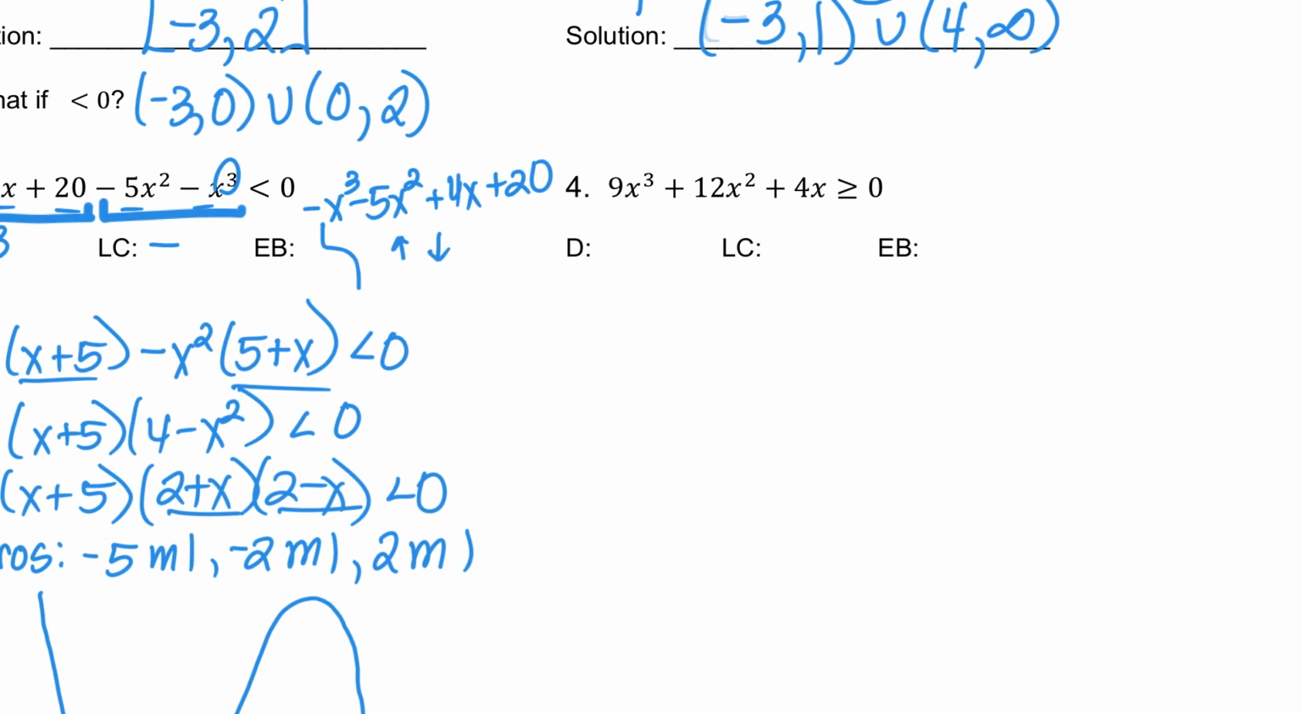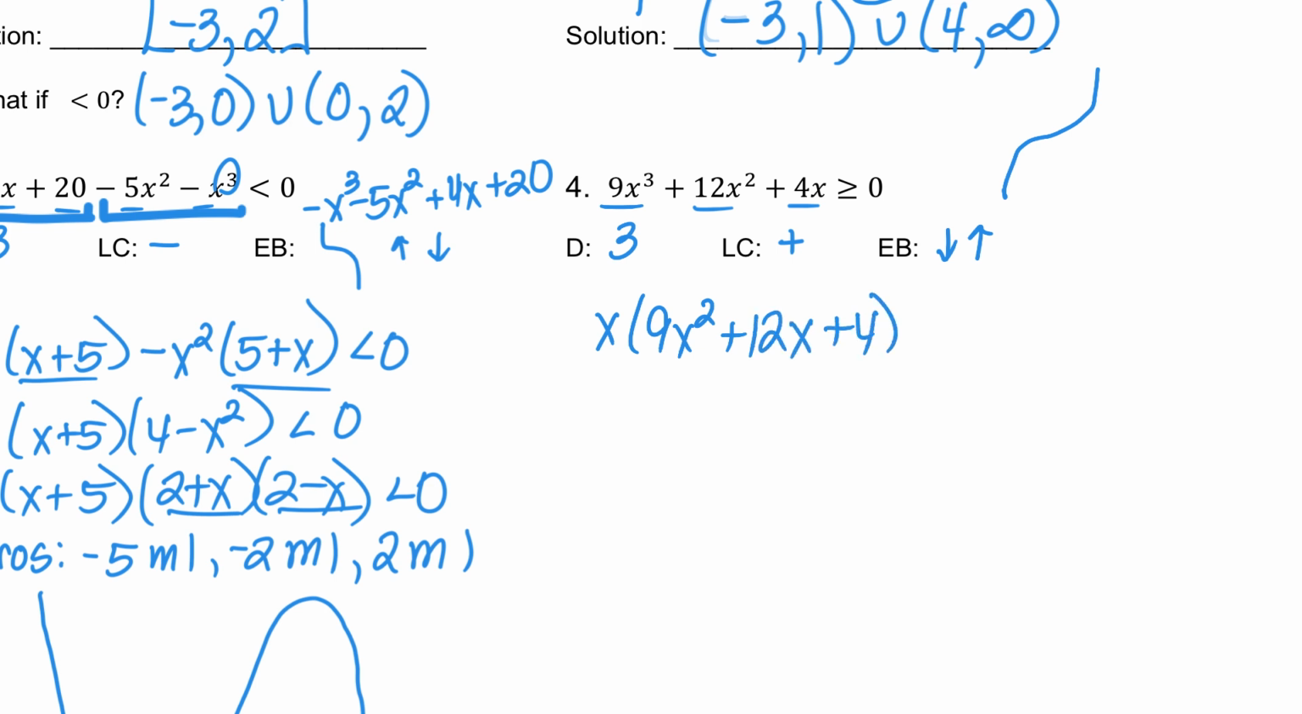Here, my degree is 3. It's already in descending order. The leading coefficient is +9, so it's positive. So since it's odd, it's going to follow the behavior of y equals x cubed. So it's down to the left and up to the right. Okay, let's factor that. These have a greatest common factor of x. So it'd be x times 9x squared plus 12x plus 4, greater than or equal to 0. Now I need to factor that. Looks like a perfect square trinomial. That's going to be 3x plus 2 times 3x plus 2. So I'm going to write them with an exponent to get my multiplicity.